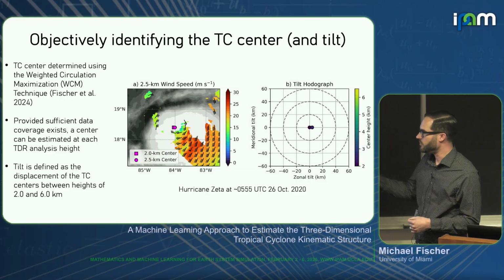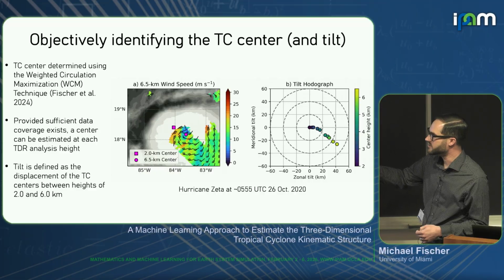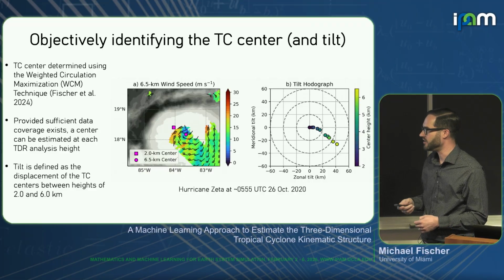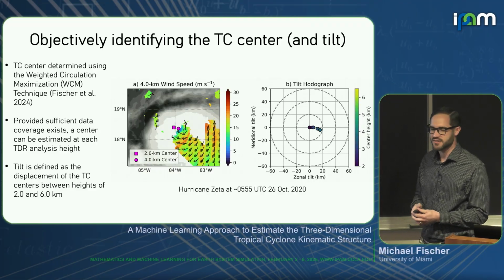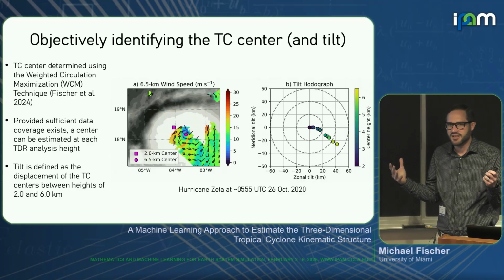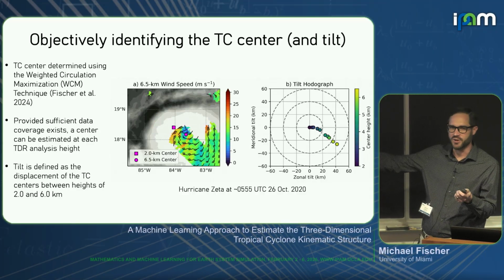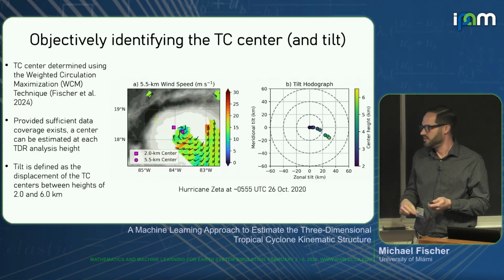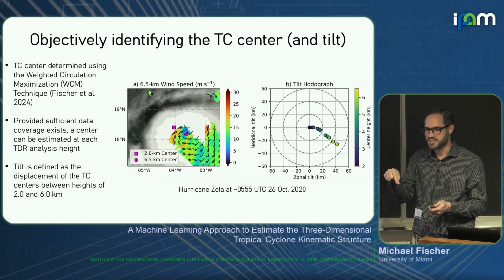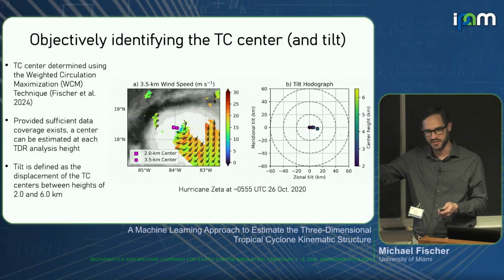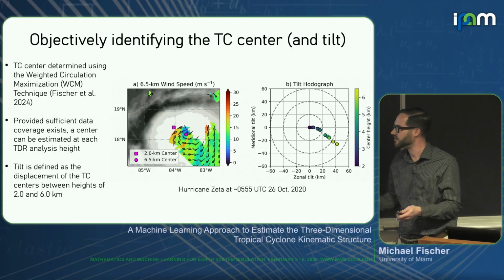In the TC radar database, we use this weighted circulation maximization technique that I developed that can objectively identify the center of the storm. The idea is basically, if you would look at a map of winds, where would you plot the storm center? It's basically the grid point that best matches an idealized vortex of purely cyclonic flow. So, kind of like the circulation center of the storm.